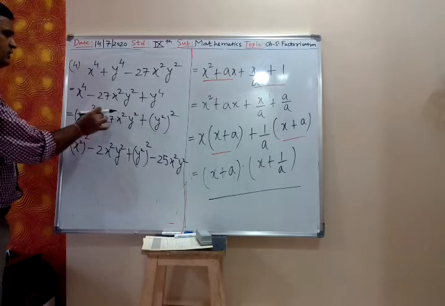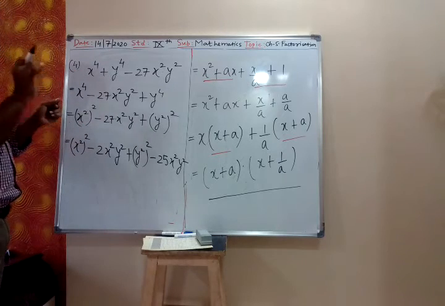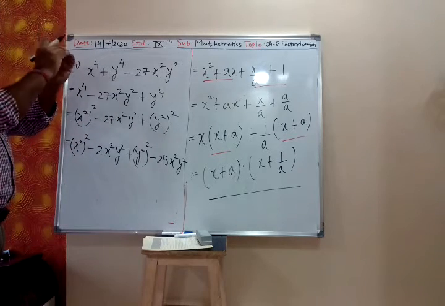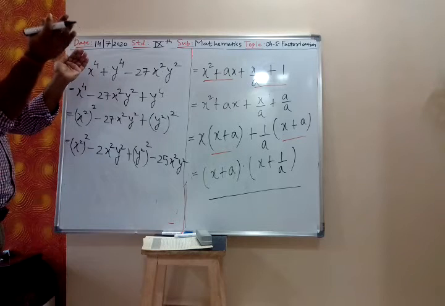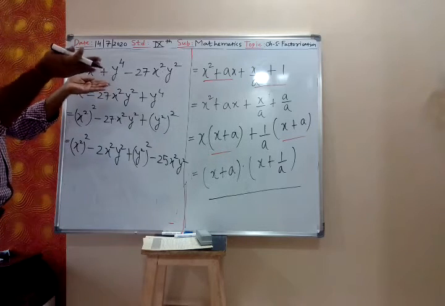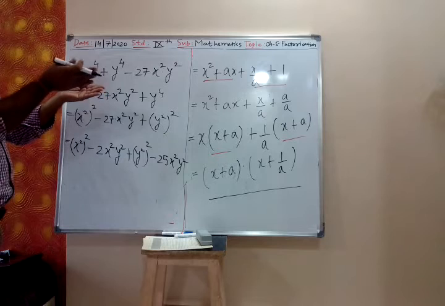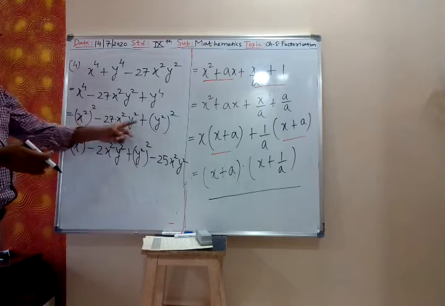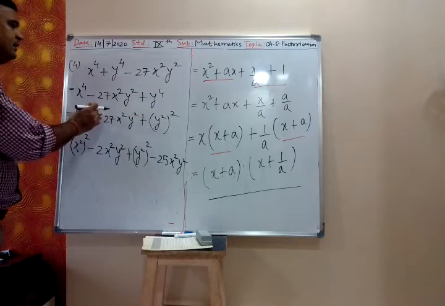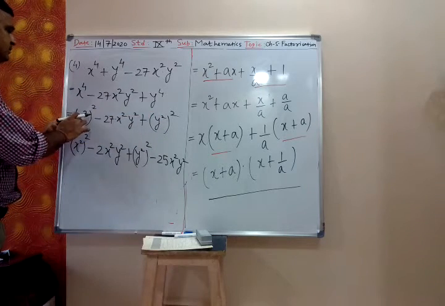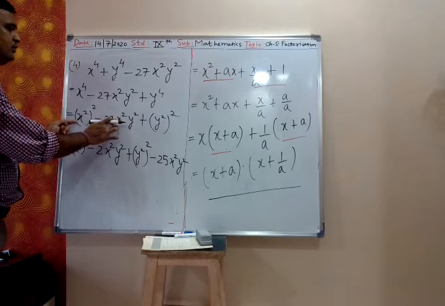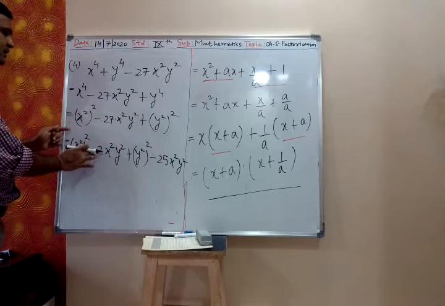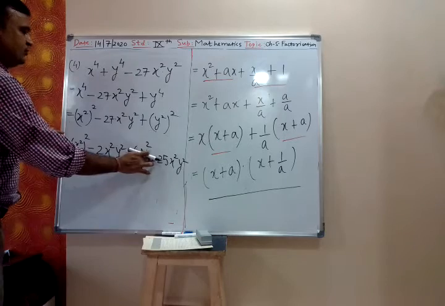Because in the middle we have the AB term, no? At the end we have a square and b square, but in the middle we have the 2ab term. Either plus 2ab or minus 2ab. So this is x square, this is y square. In between we want the x square y square term. So for minus 27, I have written minus 2 and minus 25.